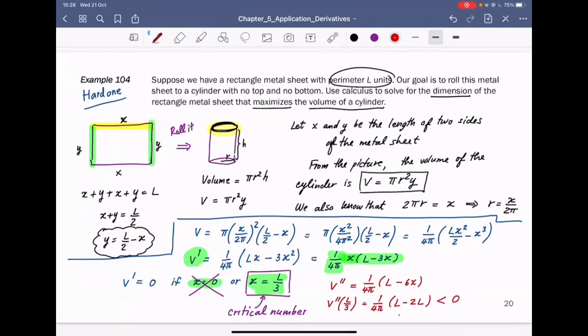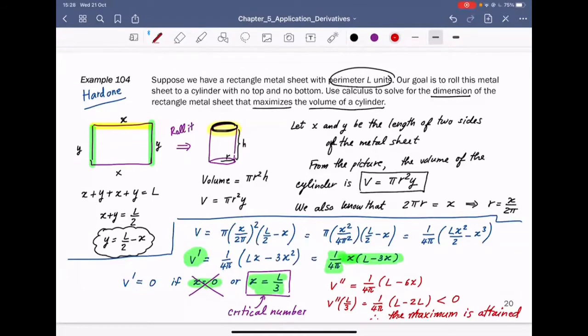That means the maximum is at x equal to L over 3.